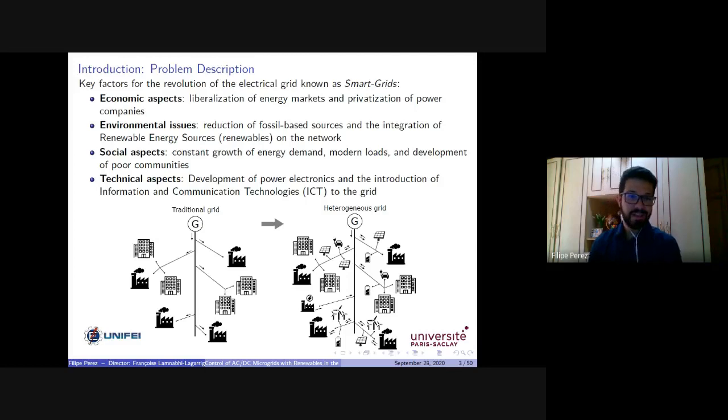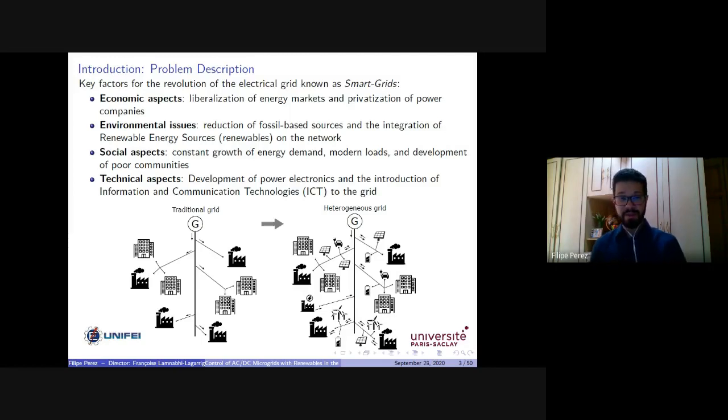So we know that the electrical grid is going through a revolution since the year 2000, and the first fact of it is the liberalization of energy markets and the privatization of power companies. Also, the reduction of fossil-based resources is a target for power companies, where the integration of renewable energy sources is increasing every day. Also, the constant growth of load demand and the integration of modern loads based on power electronic devices, and the access to electricity of poor communities, have also brought new impacts to the system.